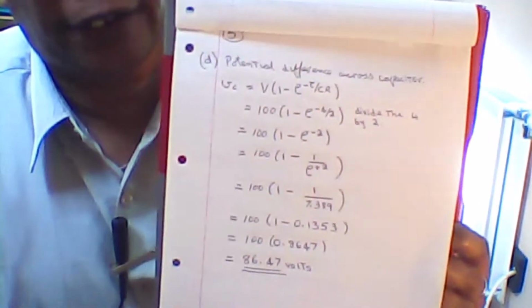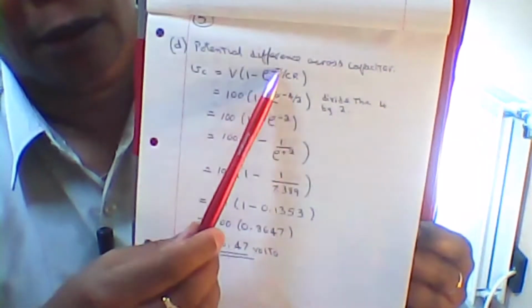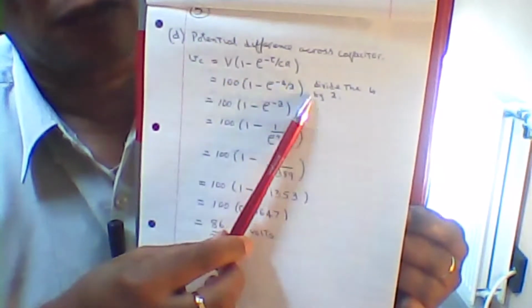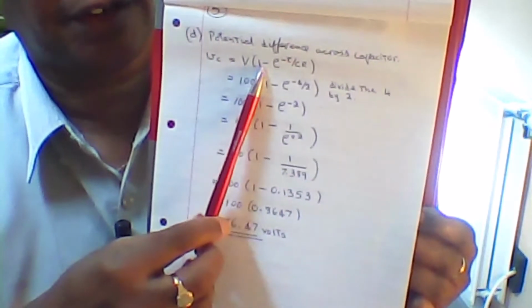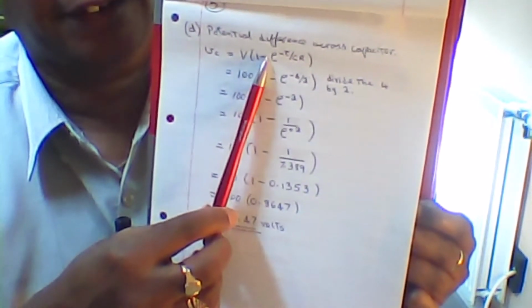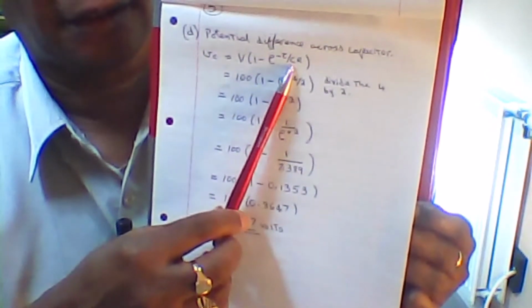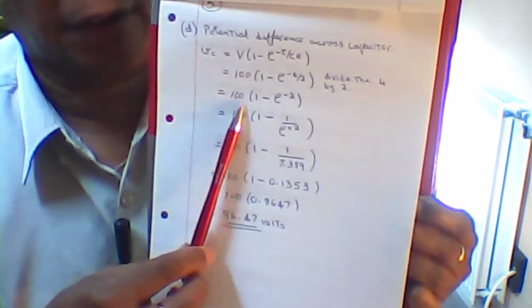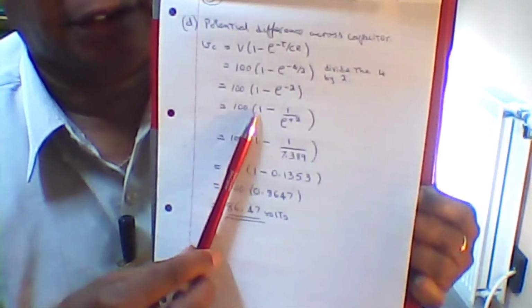And here we have D, potential difference across the capacitor equals VC equals V, open brackets, 1 minus e to the minus t over CR. And you should now be familiar with this and how to do this, so you don't need me telling you bits.